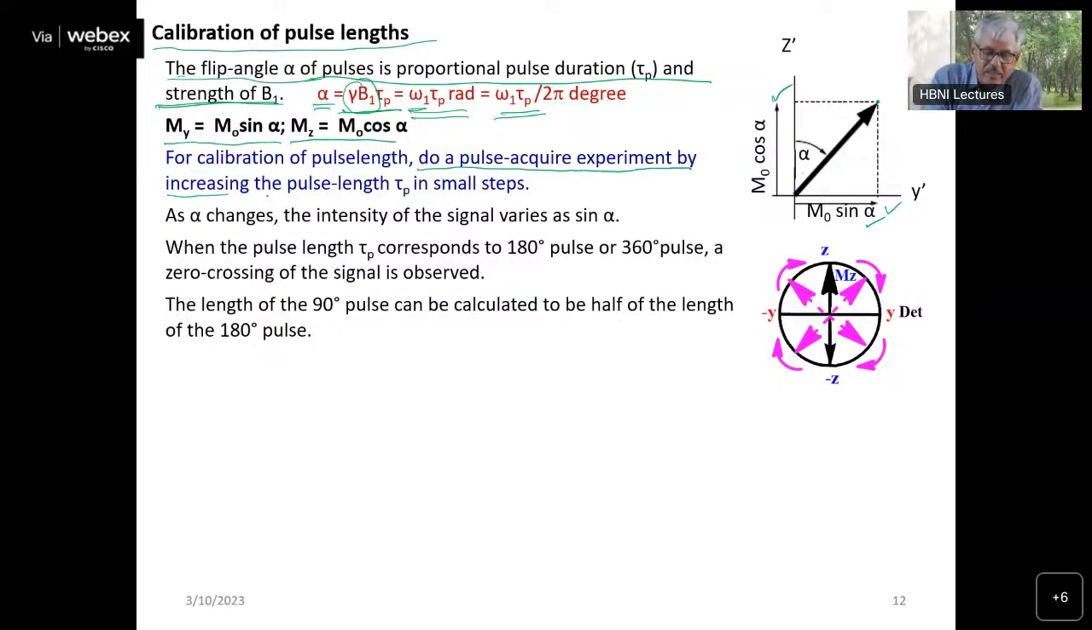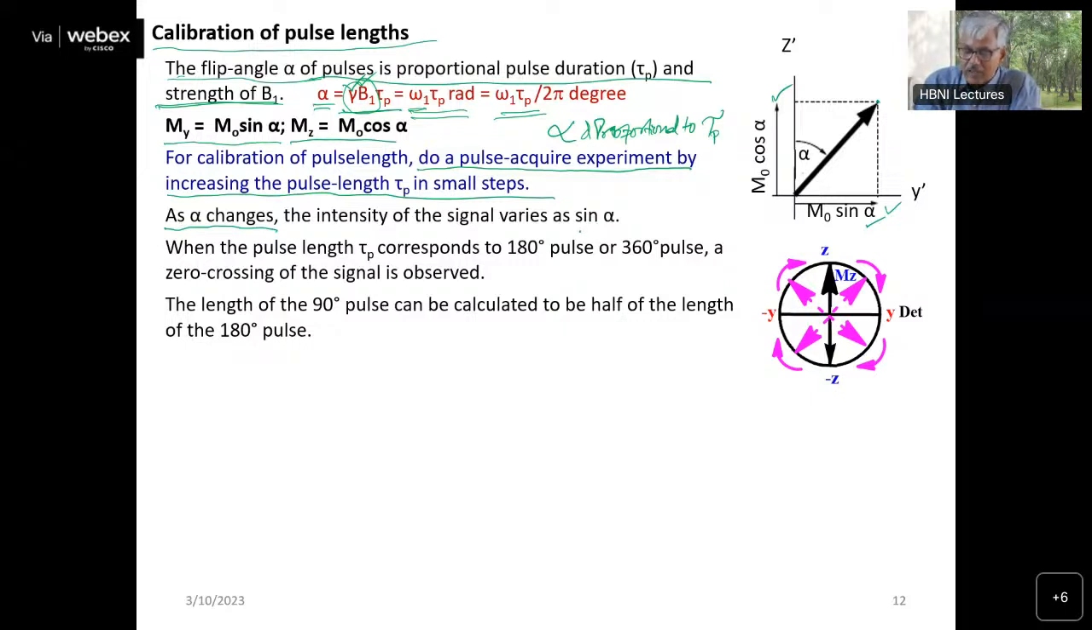experiment by increasing the pulse length. Let us say the B1 is constant; before you do that, you have to fix your B1. We know the gamma is also fixed. Now, what happens? The alpha is directly proportional to the pulse duration.